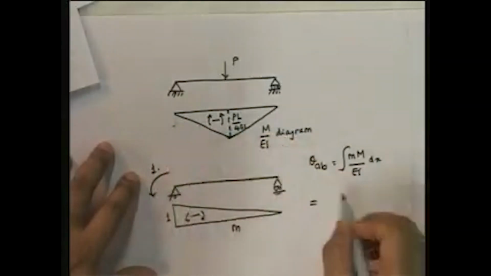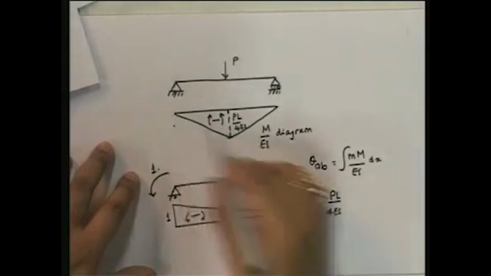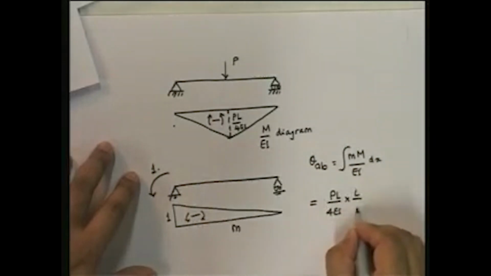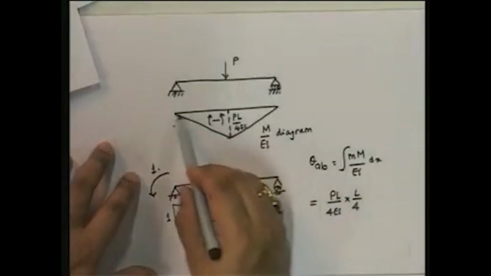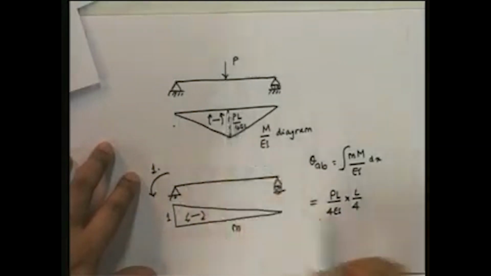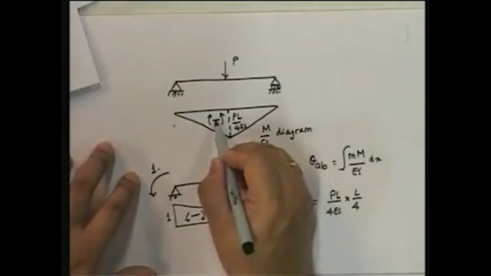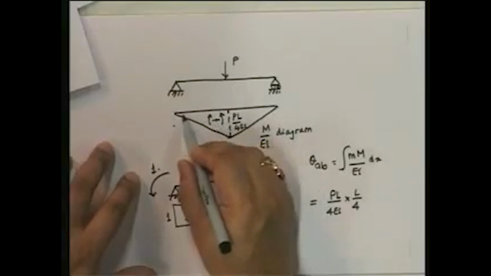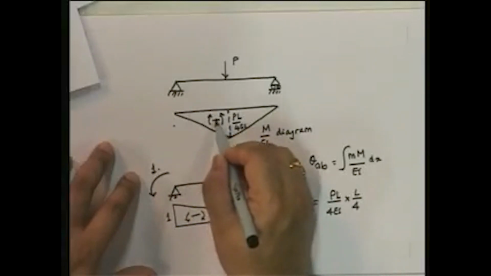And so, this one is going to be equal to PL upon 4EI. Length is L by 2, so L by 2 by 2, that's L by 4. So, this is the area under this curve. And where is its centroid? You will see that it will be at 1/3 from here, 2/3 from here. So 2/3 of L by 2 is L by 3.